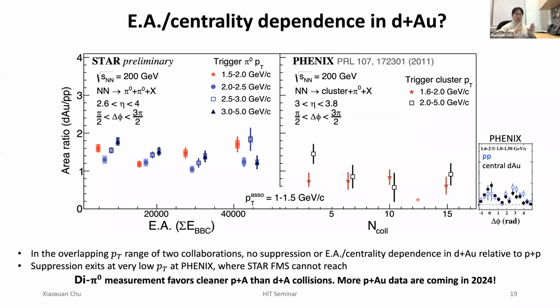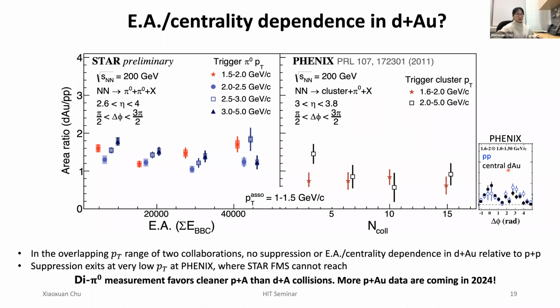So if we want to make just a qualitative comparison, we can choose the overlapping PT range of the two experiments. The associated PT is the same, between 1 to 1.5, between the two experiments, and we can compare the overlapping PT range. Let's see the markers from PHENIX and also the markers from STAR. The PT is slightly different, but the overlapping range is very large. So we can see for both of the experiments, the area ratio of D gold over PP, STAR is even higher than 1, and for PHENIX is close to 1.